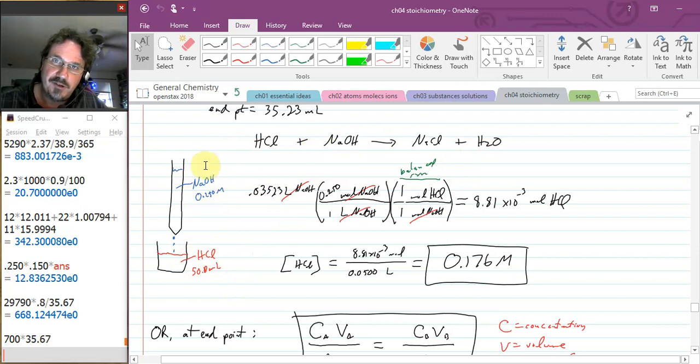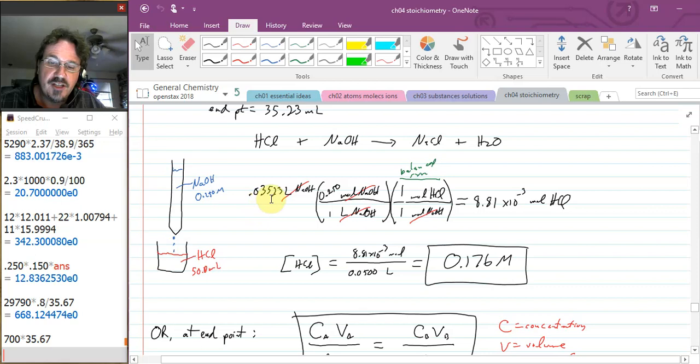I know everything about the sodium hydroxide, right? And the quantity, that's what I'm after, the quantity of the HCl as far as its concentration. Right? So I want to start with the quantity of what I do know. In this case, the sodium hydroxide. The quantity there was 35.23 milliliters. That's how much it took. That's what I start my calculation with.